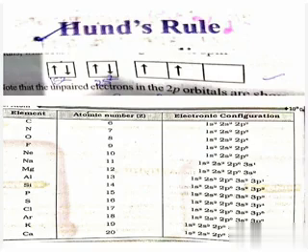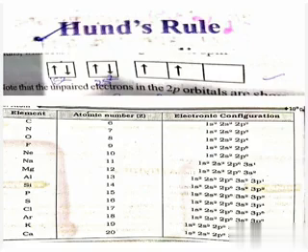Here, from carbon to calcium we have written the electronic configuration. Carbon: 1s2, 2s2, 2p2. Nitrogen: 1s2, 2s2, 2p3. Oxygen: 1s2, 2s2, 2p4. Fluorine: 1s2, 2s2, 2p5. Neon: 1s2, 2s2, 2p6. Sodium: 1s2, 2s2, 2p6, 3s1. Magnesium: 1s2, 2s2, 2p6, 3s2. Aluminum: 1s2, 2s2, 2p6, 3s2, 3p1.